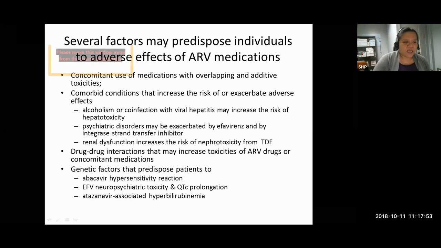Example, is your patient suffering from alcoholism? Or does he have a co-infection with viral hepatitis, which may increase the risk of hepatotoxicity? Does your patient have a psychiatric disorder, which may be exacerbated by efavirenz or integrase strand transfer inhibitors? Does your patient have an underlying renal dysfunction, which can increase the risk of nephrotoxicity from tenofovir? Also, something that you should consider is, are there drug-drug interactions that may increase toxicities of ARV drugs or concomitant meds? Are there genetic factors that predispose patients to abacavir hypersensitivity, efavirenz neuropsychiatric toxicity and QTc prolongation, and atazanavir-associated hyperbilirubinemia?